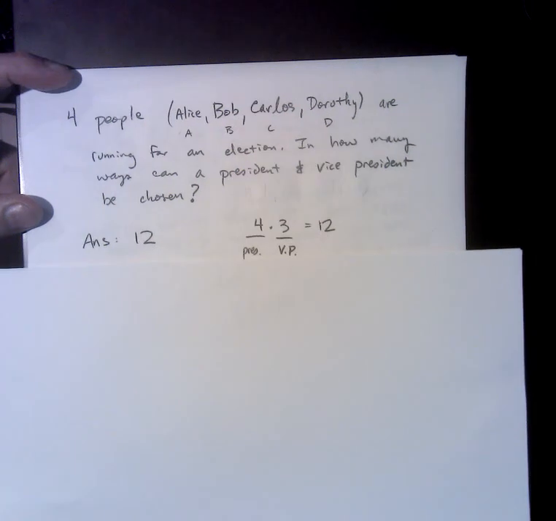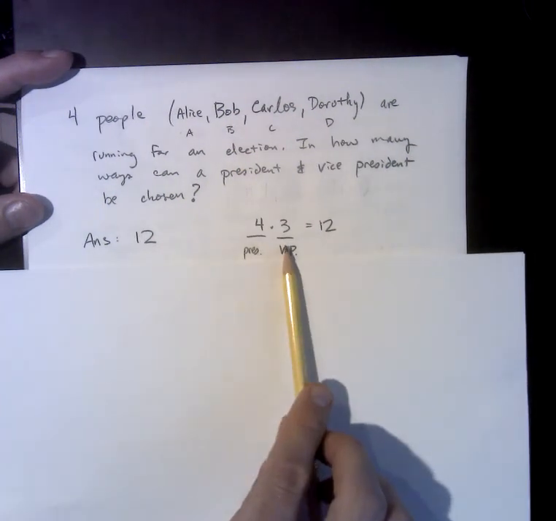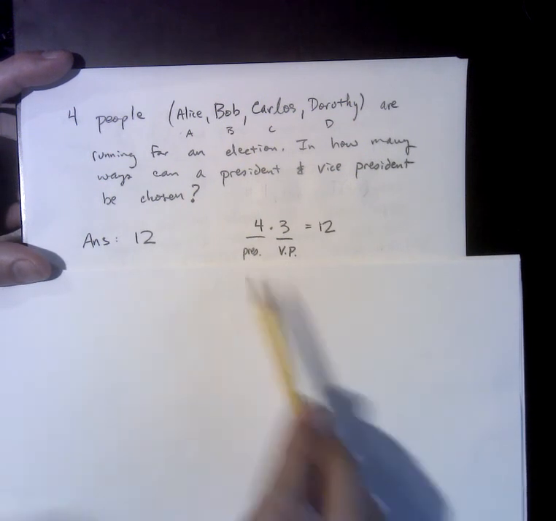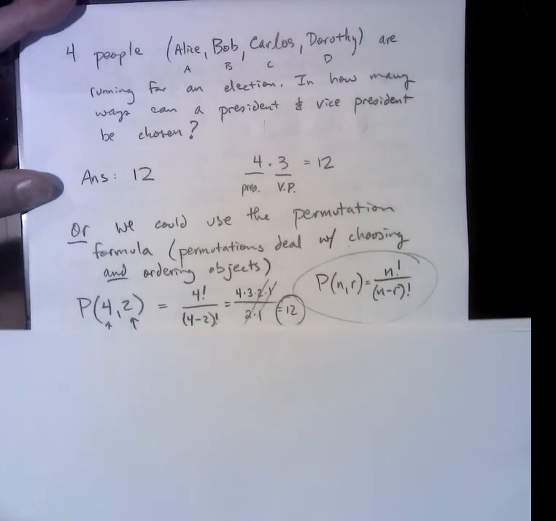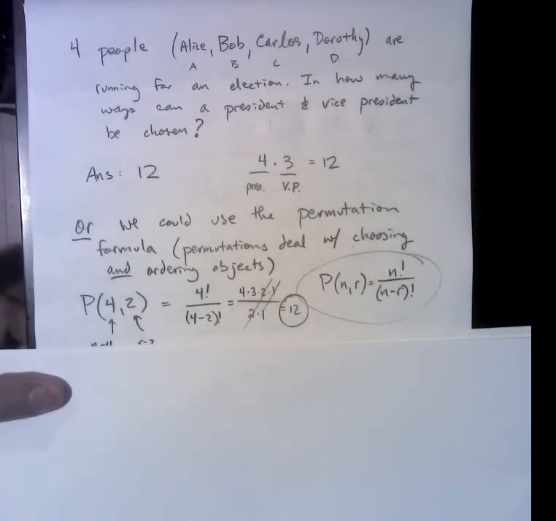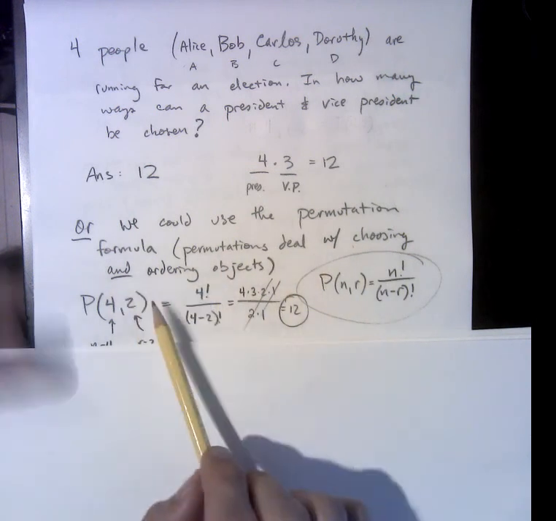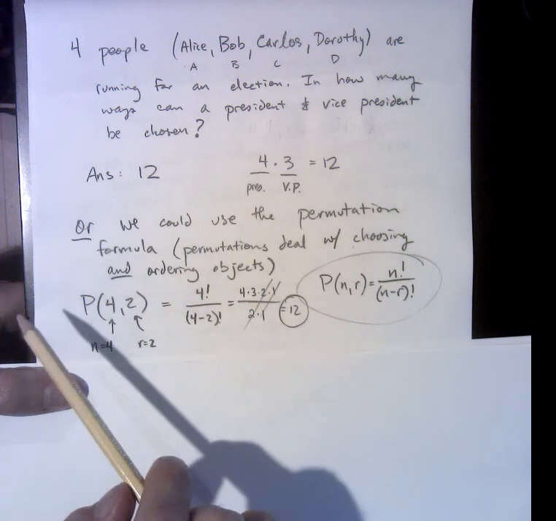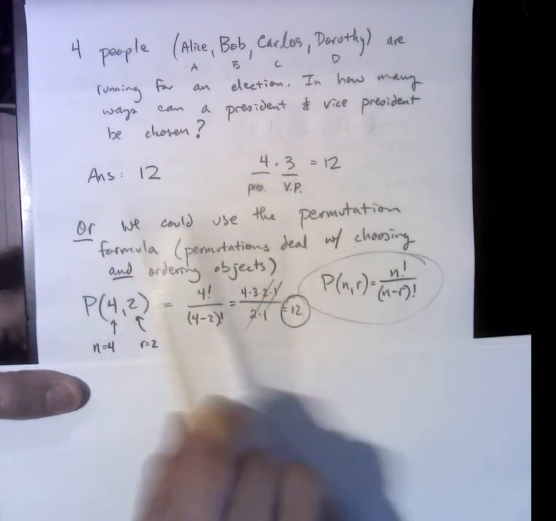There's 4 choices for the first spot, the president, leaving 3 choices for the second spot, the vice president. Now you could do it this simple way, or you could use a permutation formula. Both lead us to the same answer. Permutations, once again, deal with choosing objects and placing them in order. So the order matters here because president and vice president are completely different positions, and which place I put the people in does make a difference.